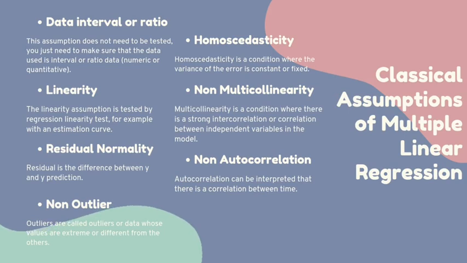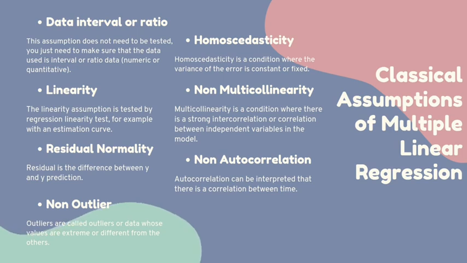Like other parametric tests, linear regression also has classical conditions or assumptions that must be met, so that the resulting prediction model will be BLUE, or best linear unbiased estimation. Classical assumptions on multiple linear regression include: first, data interval or ratio. This assumption does not need to be tested. You just need to make sure that the data used is interval or ratio data, numeric or quantitative.